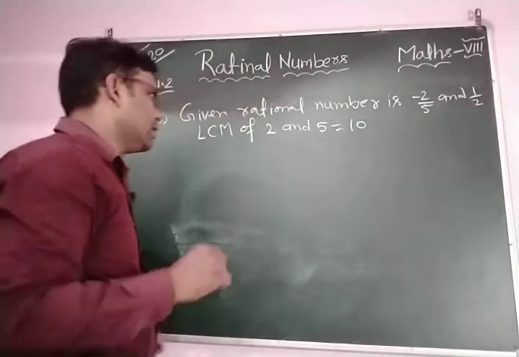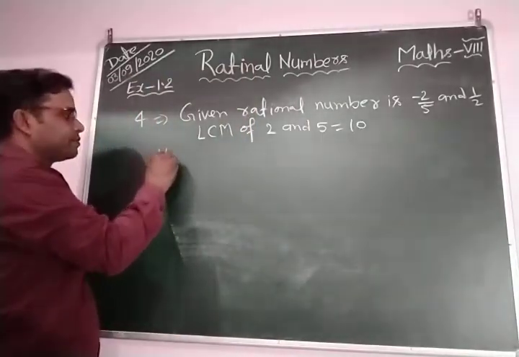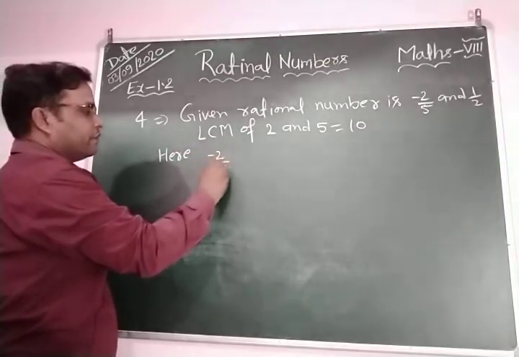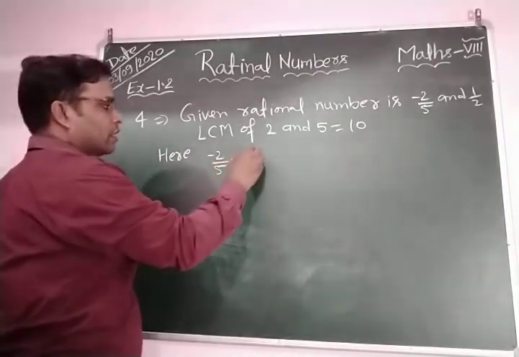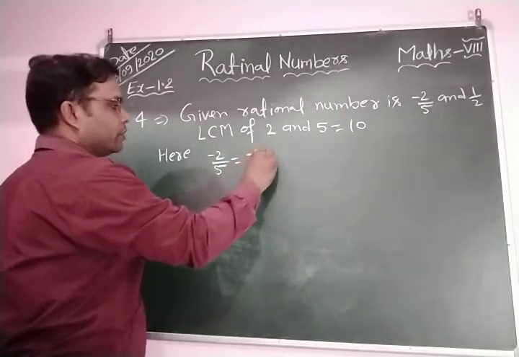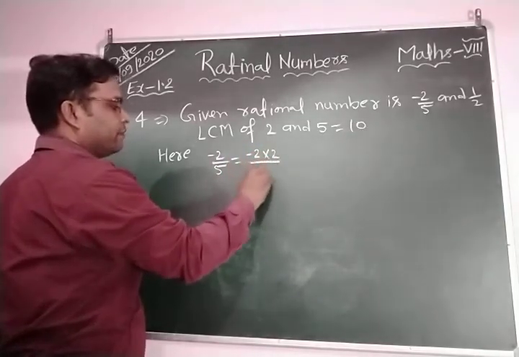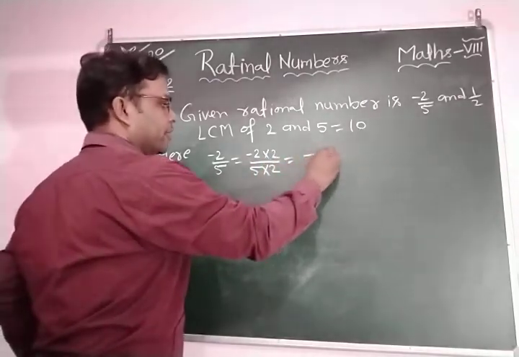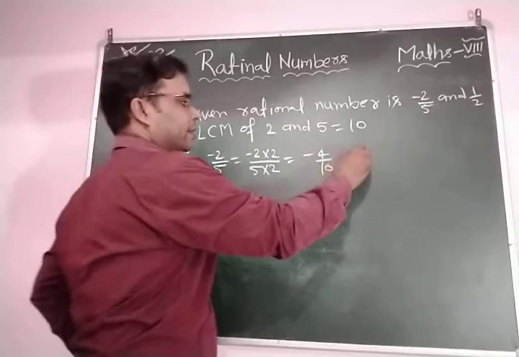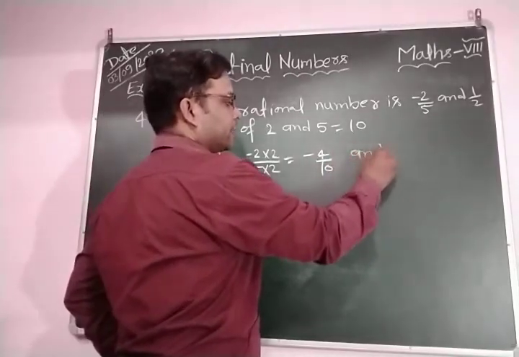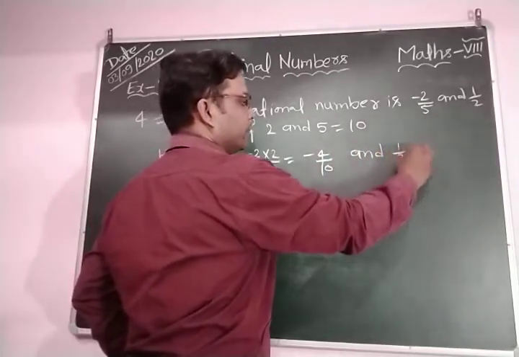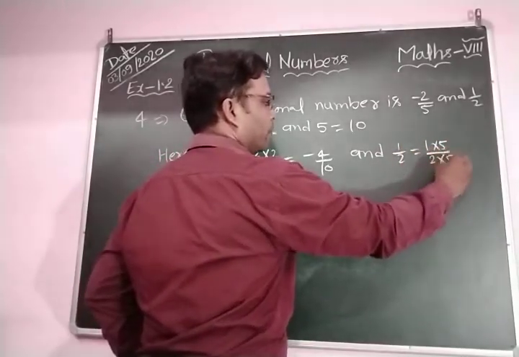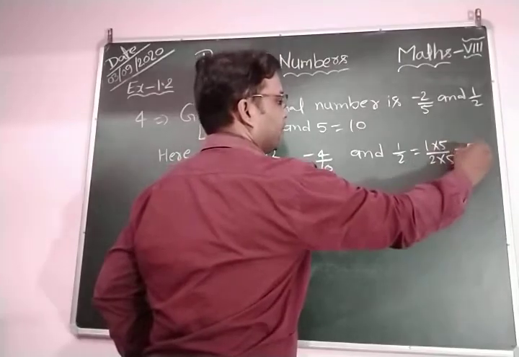So for this we can write here minus 2 by 5. This is equal to minus 2 into 2 by 5 into 2, and this is equal to minus 4 by 10. And next, the rational number is 1 by 2, and this is equal to 1 into 5 by 2 into 5. This is equal to 5 by 10.